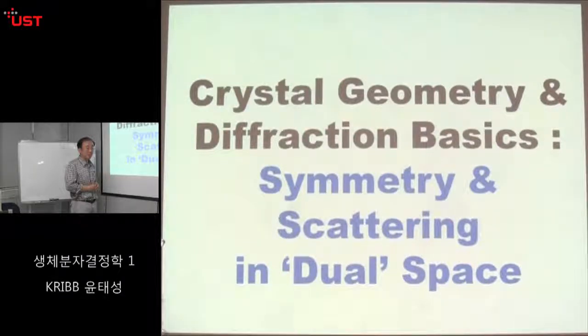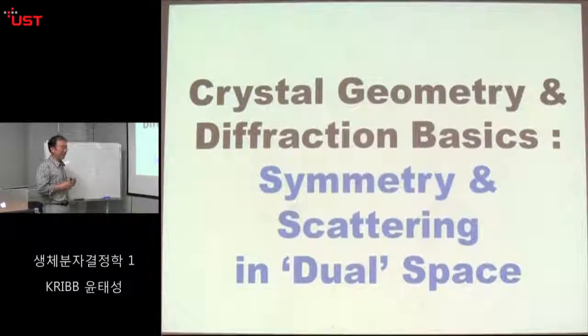The word geometry. Geometry is not about sequence. It is about shape. Shape determined by A, B, C, alpha, beta, gamma. Packing shape.